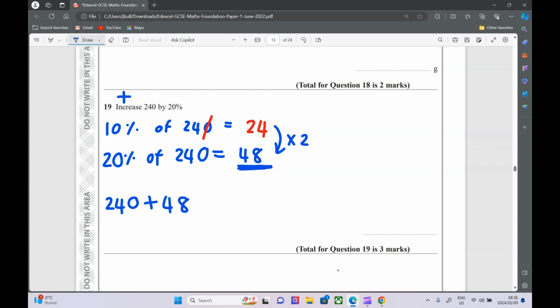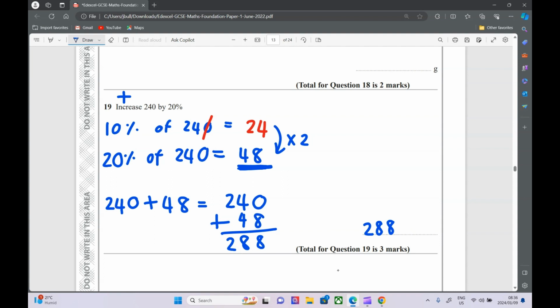Okay, and then you can do it in the column method. So you can write it out underneath each other. You might be able to just do it by sight. So what we're going to do then is say 0 add 8 is 8. 4 add 4 is 8. 2 add nothing is 2. And so that is our final answer.